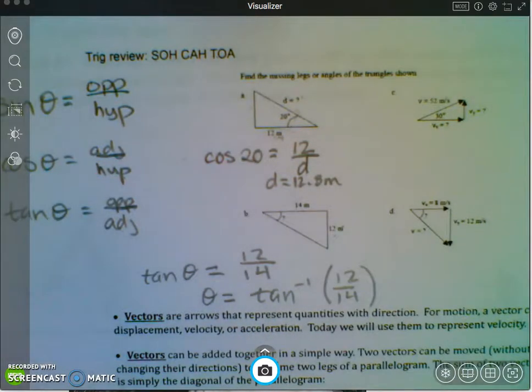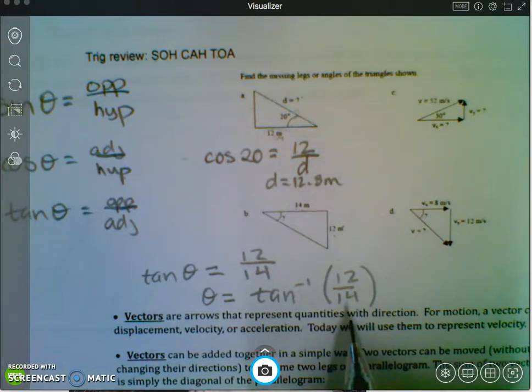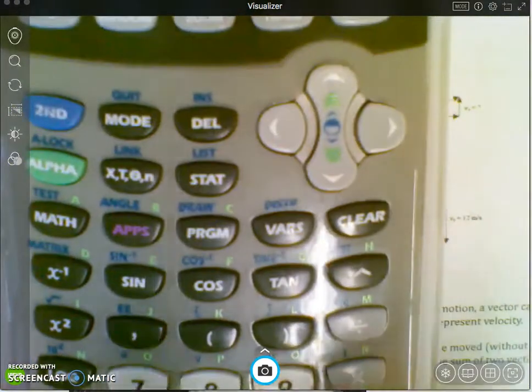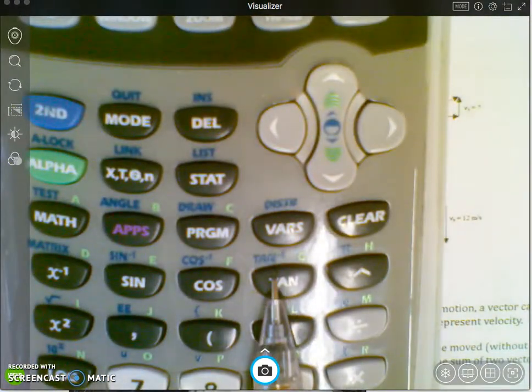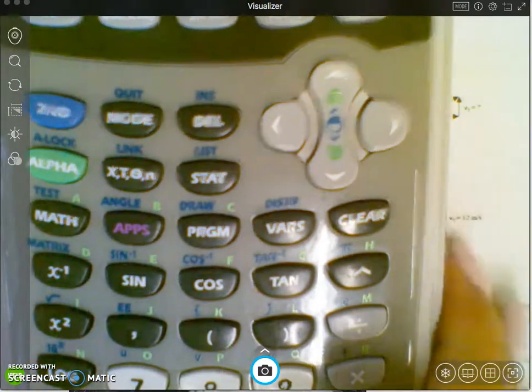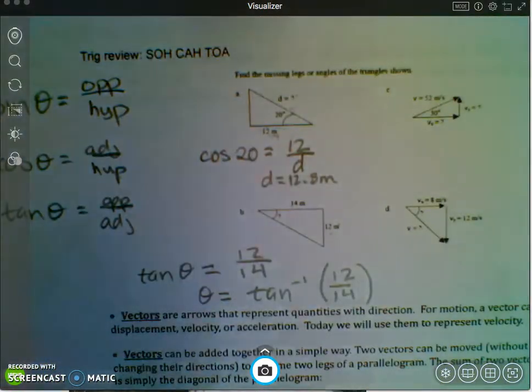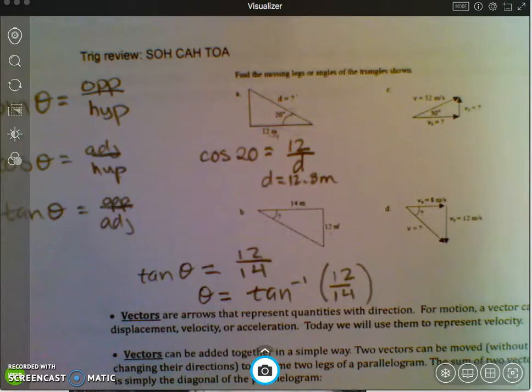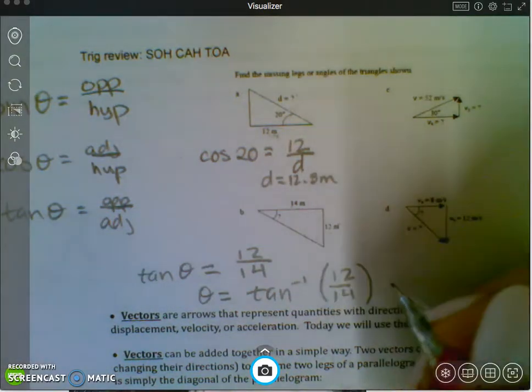This should be review. If it's not, you need to come and see me, or you need to review your trig functions. When you plug this into your calculator, it's the inverse tan, which is usually the second function button, tan. So second function, tan, 12 divided by 14, and you get 40.6 degrees.